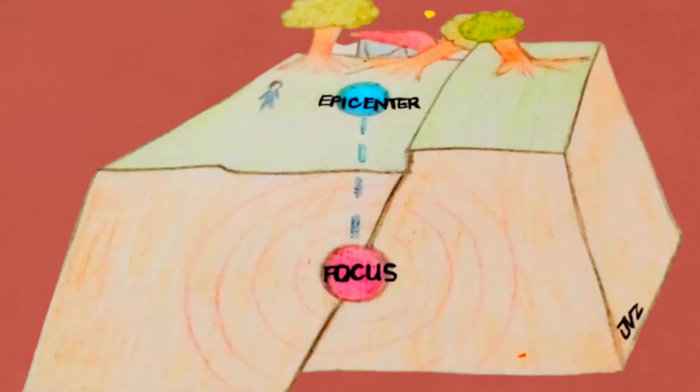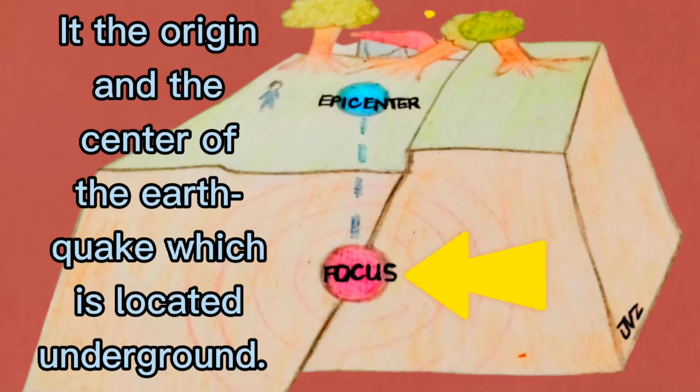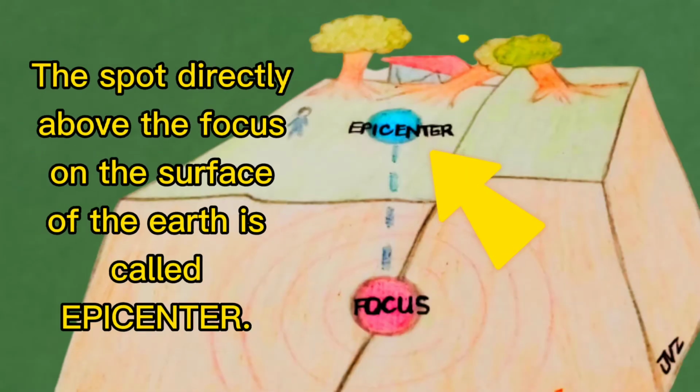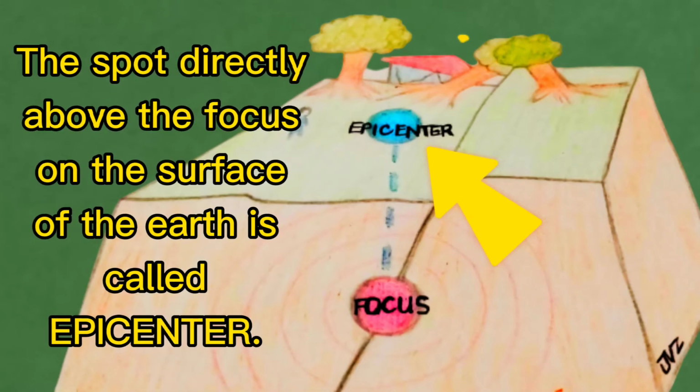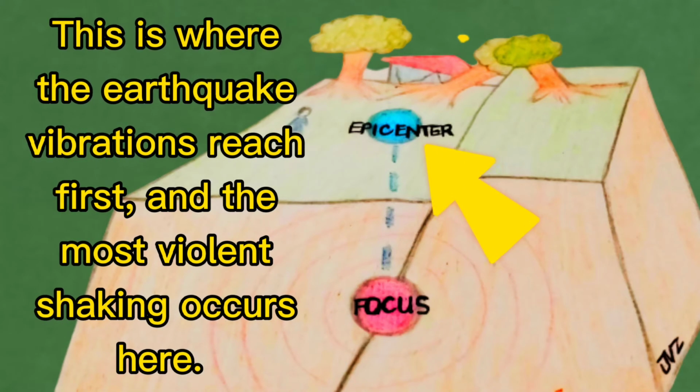The breaking of rocks will start at the point where the rocks are weakest. This spot where the first break and the first movement occurs is called focus, also known as hypocenter. It is the origin or the center of the earthquake. It is located underground. The point or the spot directly above the focus on the surface of the earth is called epicenter. This is where the earthquake vibrations reach first, and the most violent shaking occurs here.